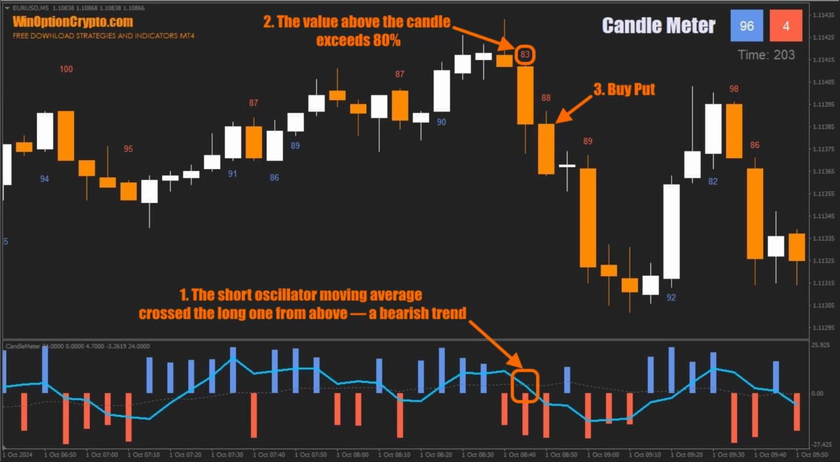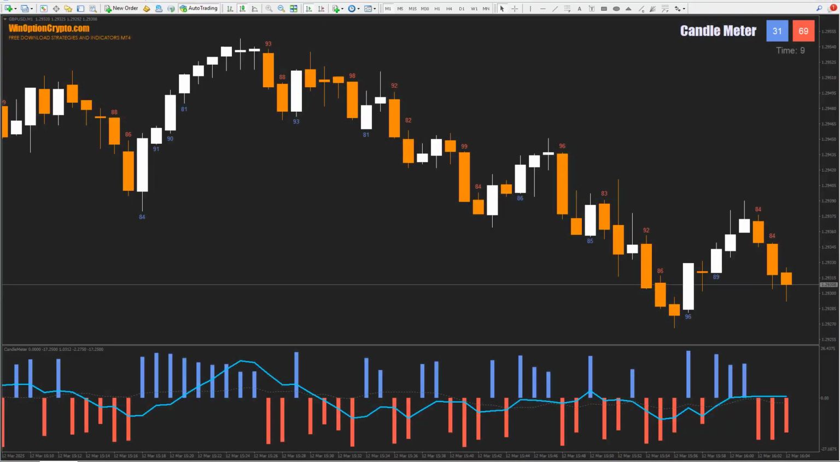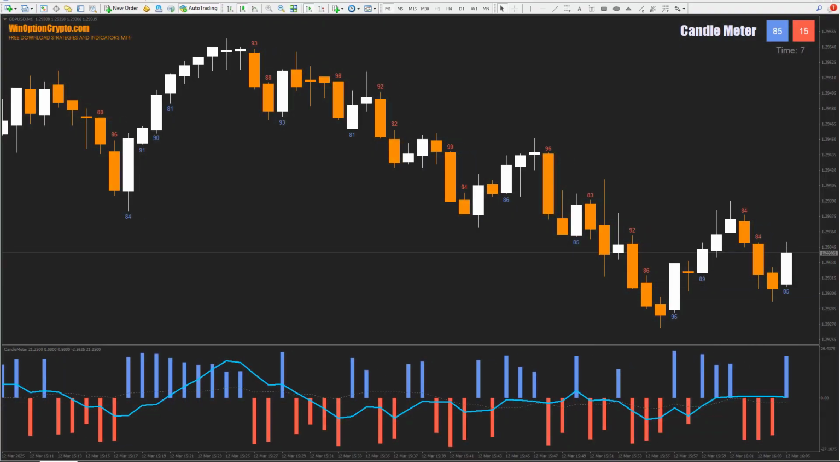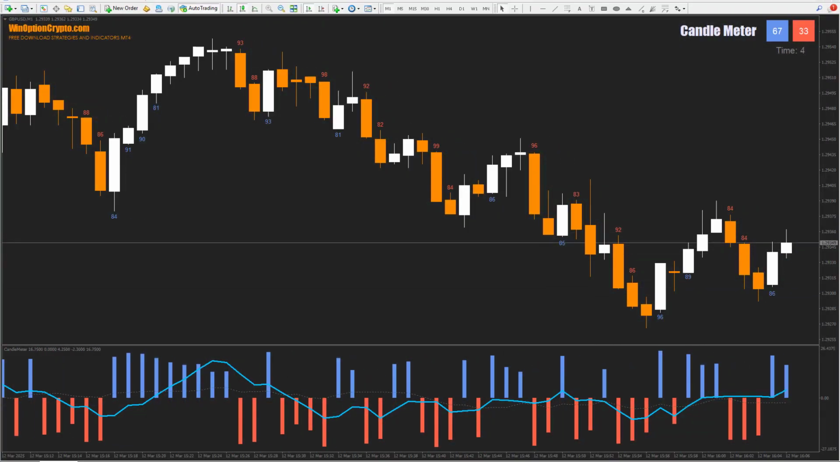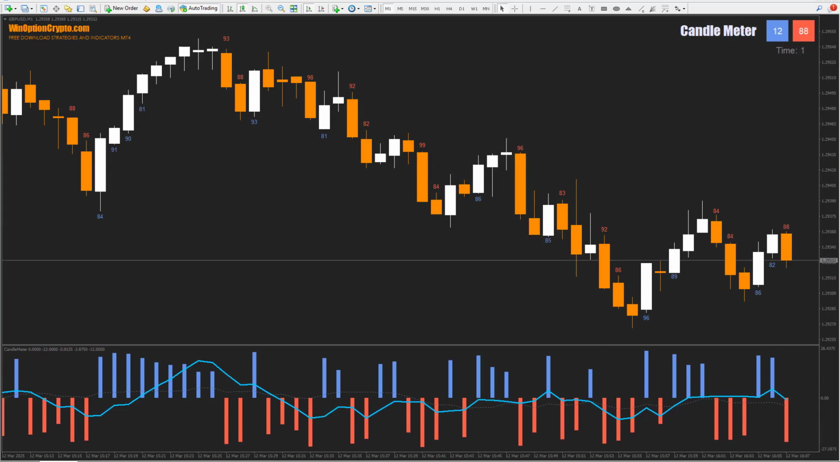We recommend setting the expiration time of transactions to 3 candles. However, this does not mean that this expiration period will work equally well with all assets. Therefore, we advise you to select the holding period of positions depending on the selected financial instrument and the results of testing on historical data. Now we will demonstrate the operation of the Candle Meter indicator in real time, so that no one doubts that its signals do not repaint.